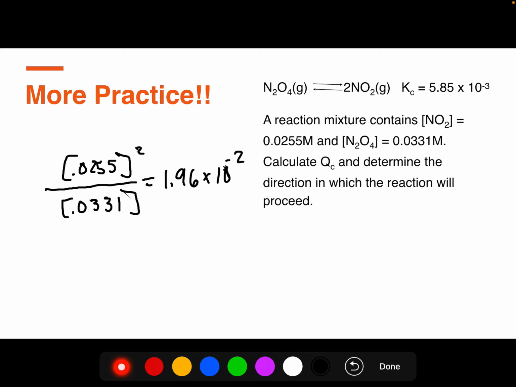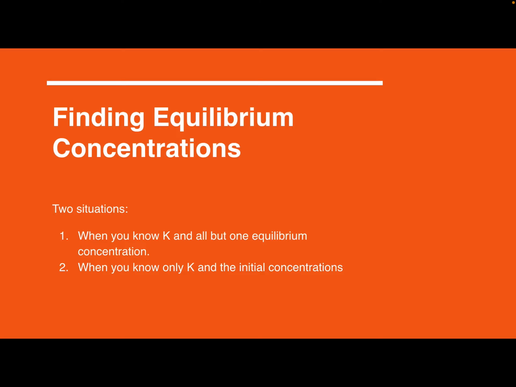So this number is larger than this number. This number has a smaller exponent there. So in this case, that means we have more product than we do at equilibrium. If we have more product than we do at equilibrium, the reaction is going to go this direction until it gets to equilibrium. So not at equilibrium, and it's going to the left toward the reactants. All right, good deal.